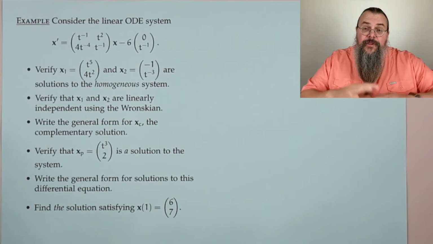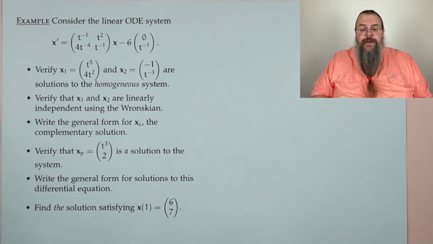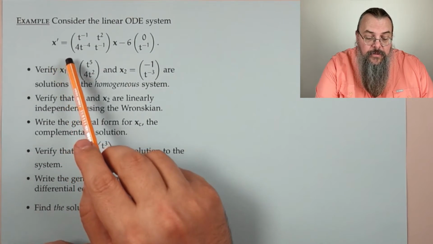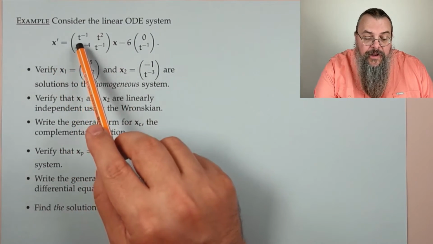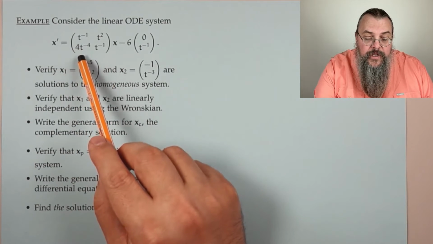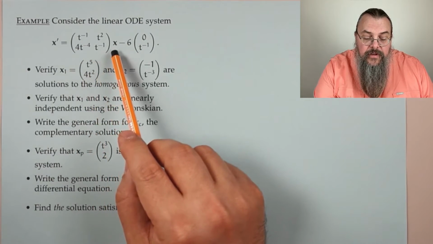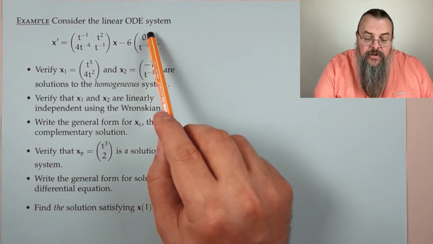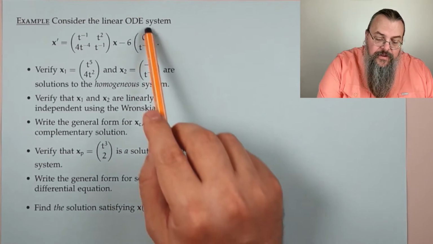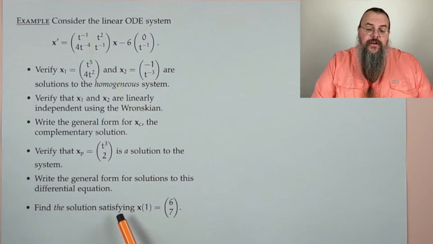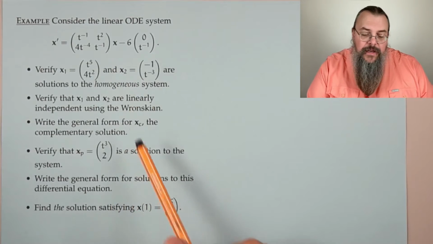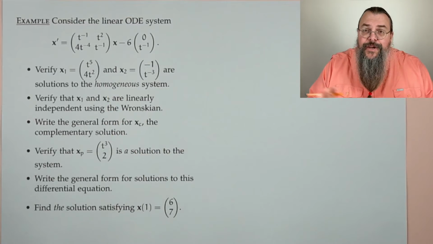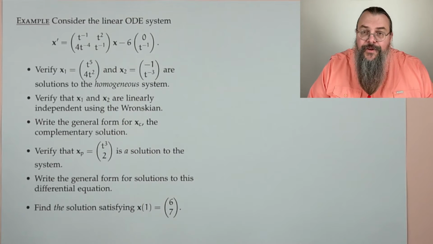So let's try all of the things we just talked about with the following example. Consider the linear ODE system: X prime equals our matrix here, t to the negative 1, t squared, 4t to the negative 4, t to the negative 1, times x. So this is our A of t, x, minus 6, 0, t to the negative 1. So this is our f of t. And notice we've pulled out a 6, and that's okay. We might say, wait, weren't we supposed to add? It's all right. Subtraction, addition, potato, potato. We're fine. It's all good.